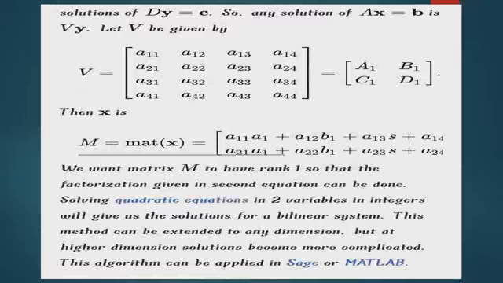We want matrix M to have rank 1 so that the factorization given in the second equation can be done. Solving quadratic equations in two variables in integers will give us the solution for a bilinear system. This method can be extended to any dimension, but at higher dimensions solutions become more complicated. This algorithm can be applied in Sage or MATLAB.